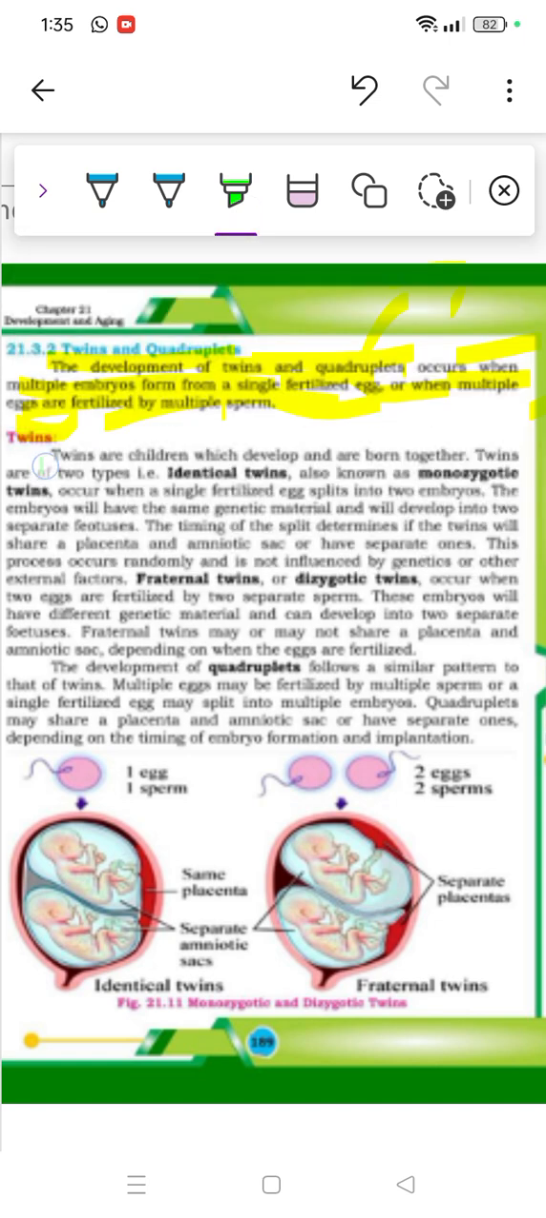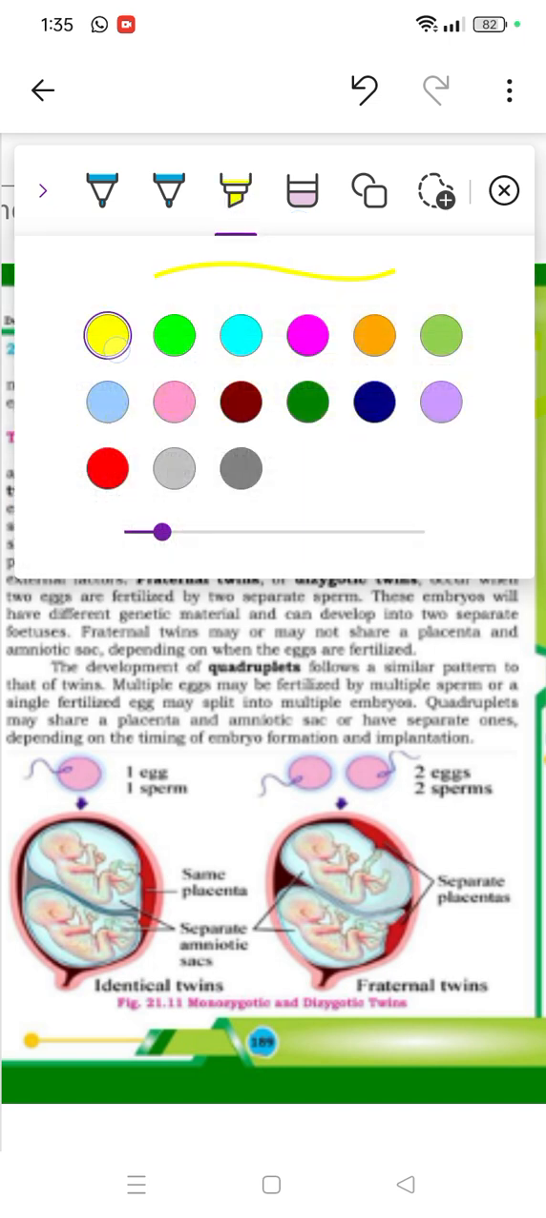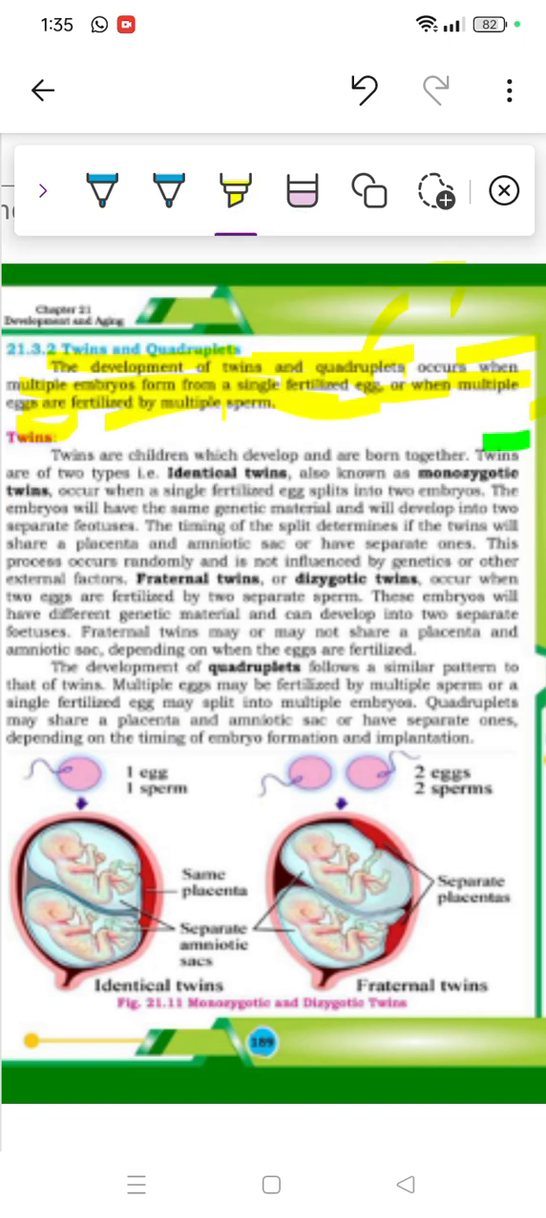So twins are children who develop and are born together. Twins are of two types: identical twins, also known as monozygotic twins. Identical means they're the same, so they're called monozygotic, as I mentioned. Let's go with the yellow color. This means identical, so they are called monozygotic. Everything is the same.